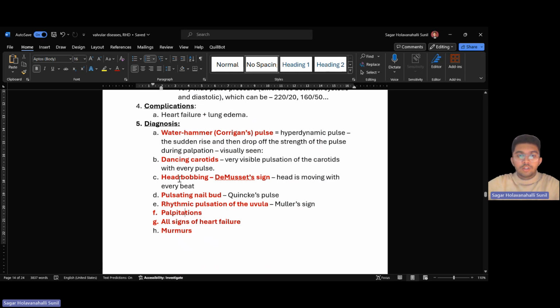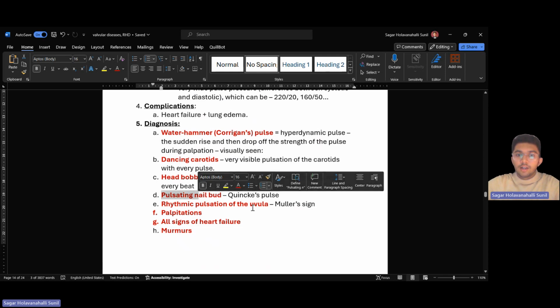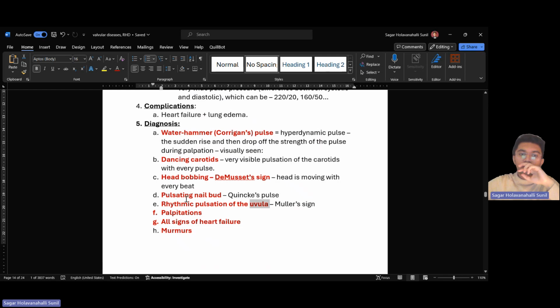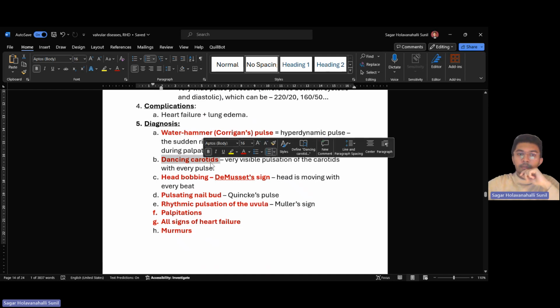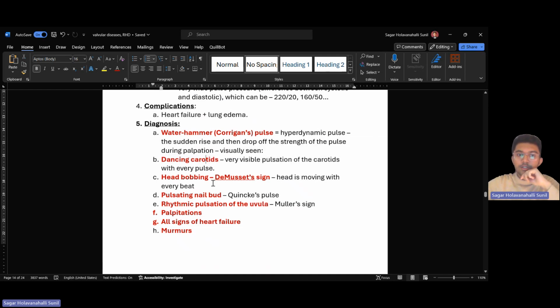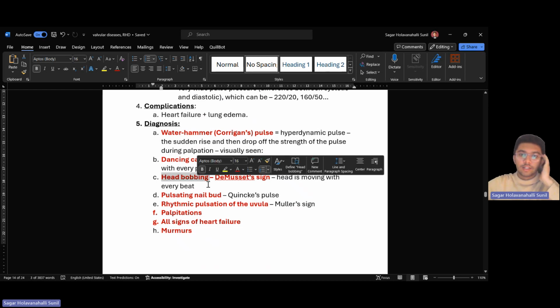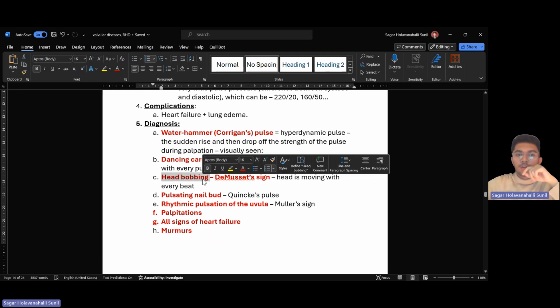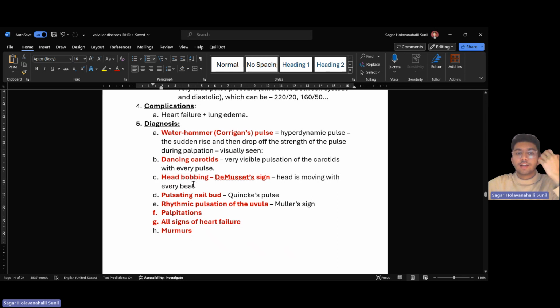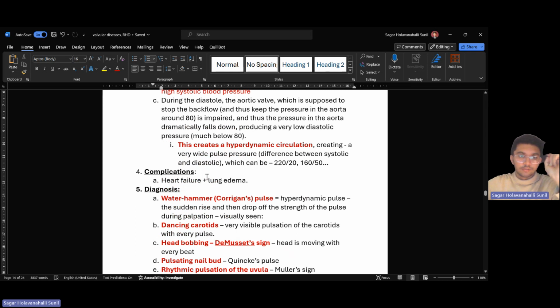You can also look for pulsating nail beds because of the high systolic pressure, and even in the uvula in the oral cavity you can see a rhythmic pulsation as a result of the increased systolic blood pressure. The same thing can be applied to carotids as well. So carotids, nail beds, uvula, and also head bobbing, where the head is moving with every beat, are all caused by the high systolic blood pressure and the hyperdynamic circulation.